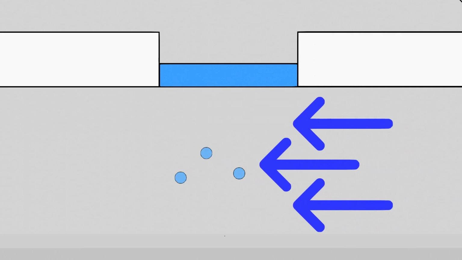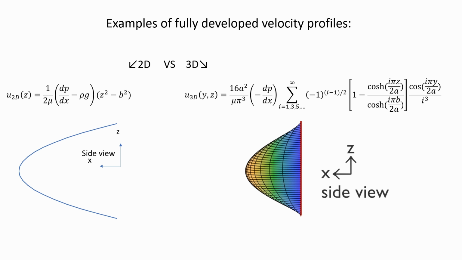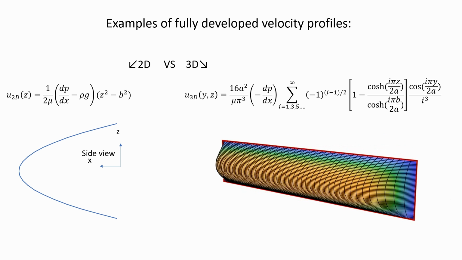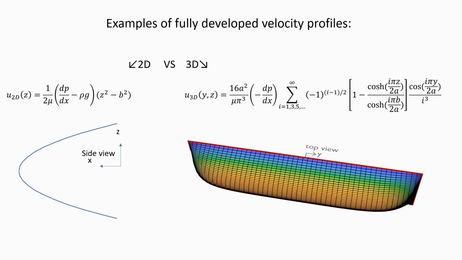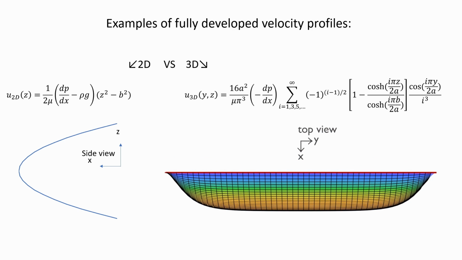A solution to this problem is introducing a water flow to remove the bubbles. There are several setups that are presented in the scientific literature already. There are setups with turbulent flow and laminar flow. But the nicest flow is a fully developed flow. The nice thing of a fully developed flow is that the velocity profile of the fluid is known. Knowing the velocity profile can greatly enhance the understanding of the interaction of the flowing fluid with the ablation process.